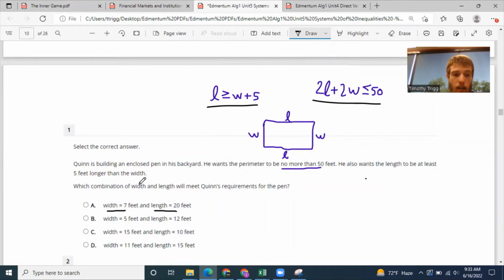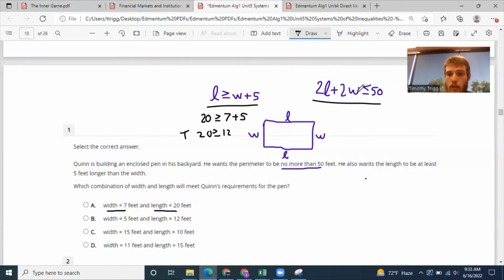Let's go ahead and check to see if it's a true statement for this first inequality. So that the length needs to be greater than or equal to the width plus 5. So if we use the width as 7, so W is 7, and L is 20, so that's 20. Is that greater than or equal to 7 plus 5? Well, yes, it is, because 20 is greater than or equal to 7 plus 5 is 12. So that produces a true statement here. So it works for this first inequality.